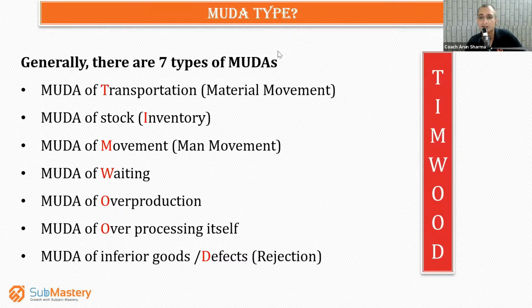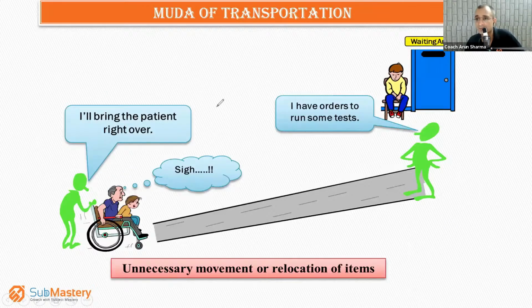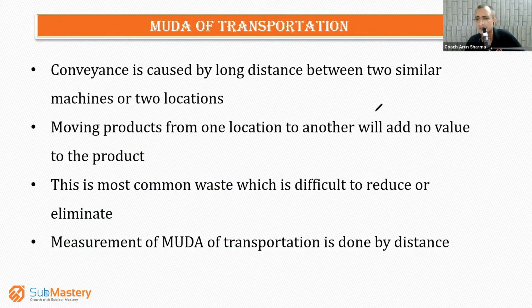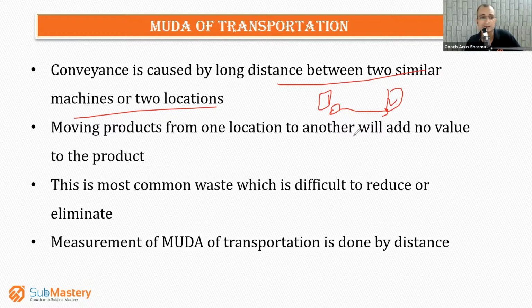Conveyance is caused by long distance between two similar machines. It could be within the organization, it could be outside the organization, but there is a movement which is happening. Let's say there's machine number one, machine number two, and then there's a trolley. There is a 20 feet distance you have to travel. This trolley needs to be traveled, right? So that is not free. That's mode of transportation, because you have to bear the cost of the trolley. You have to bear the cost of a person who is carrying this trolley. There's a lot of waste which is happening.